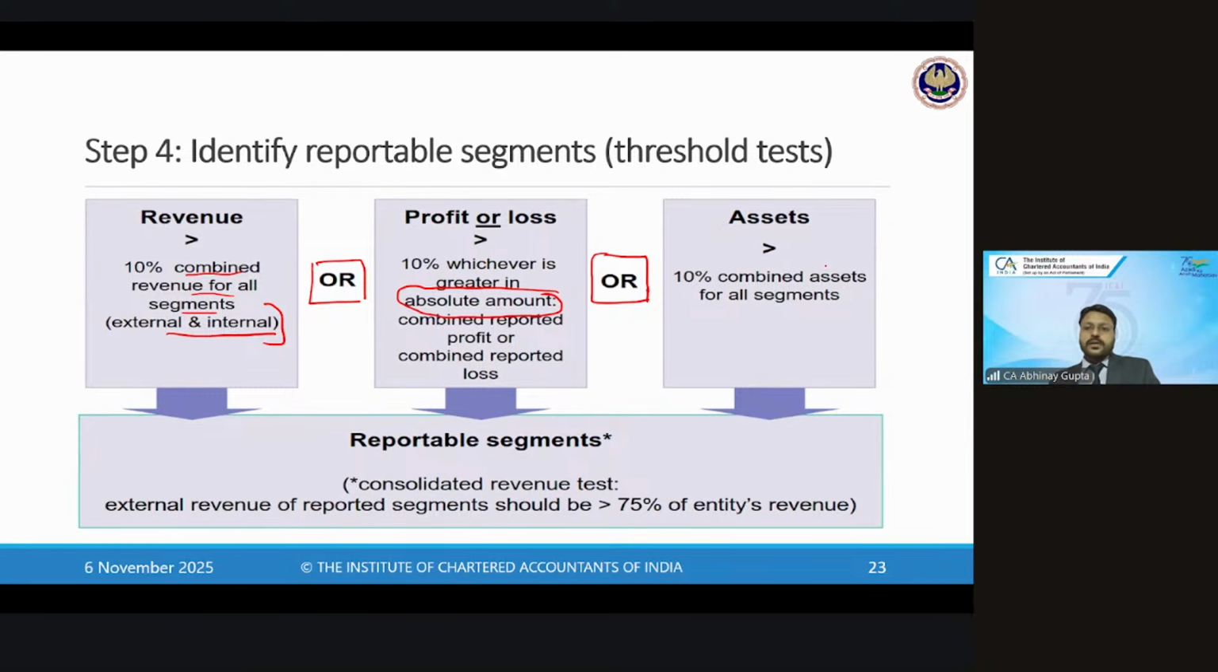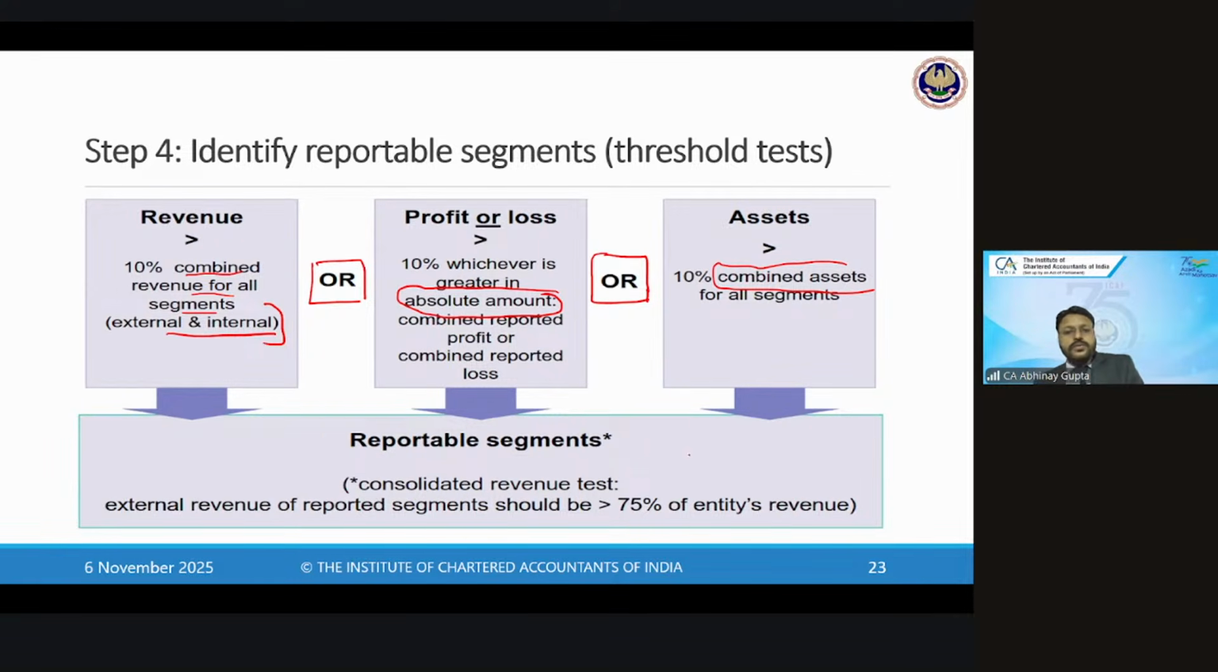And then the third one, the assets. If the assets of the segment are greater than 10% of the combined assets of all the segments, then if any of the three conditions is met, the segment becomes a reportable segment. And once the segment becomes reportable, it becomes mandatory for us to report it, unless we are aggregating it into some other segment, right? Reportable segments, consolidated revenue test.